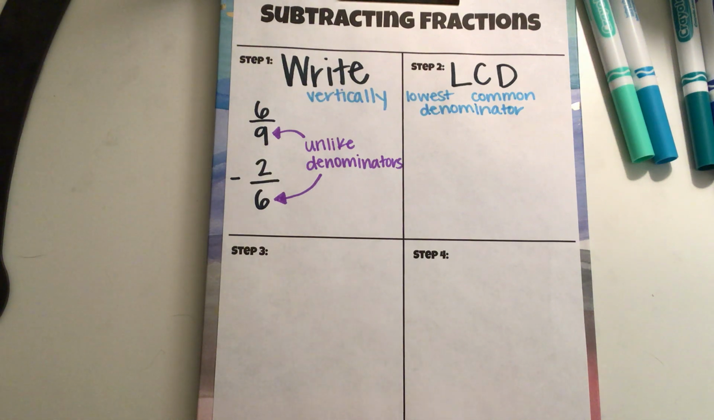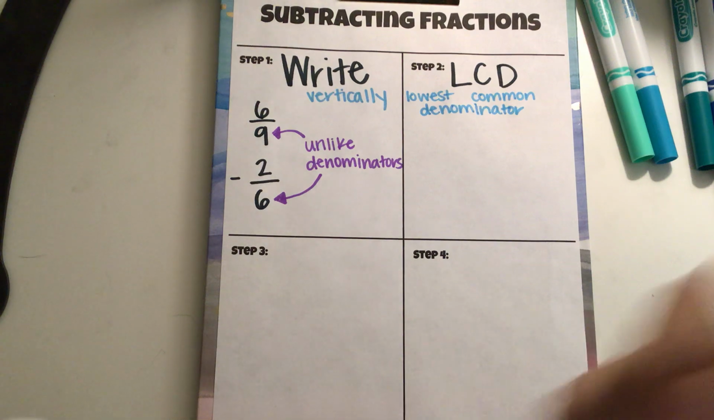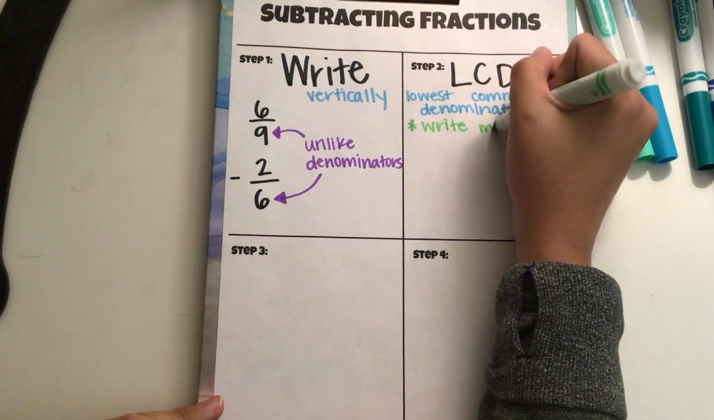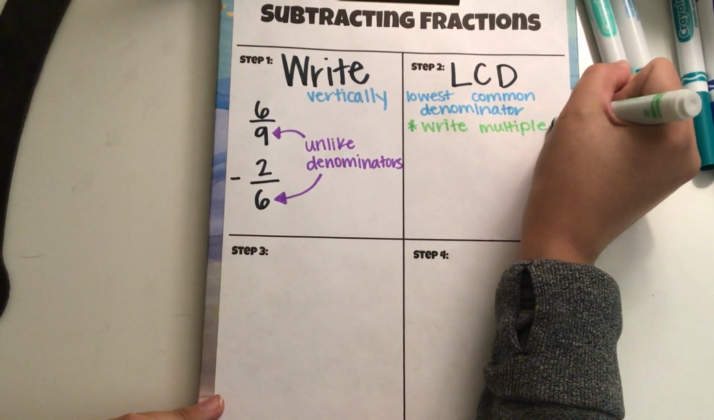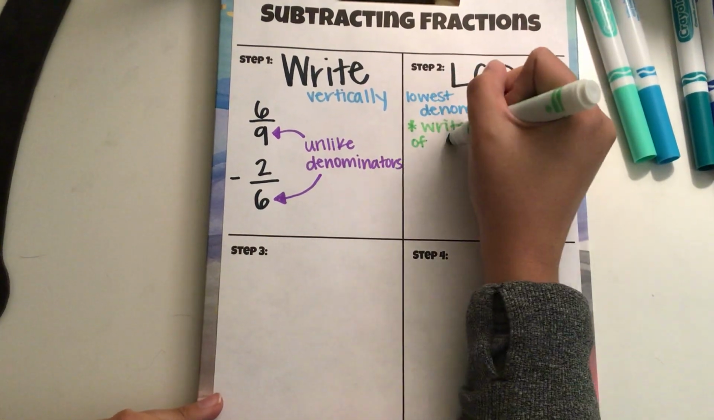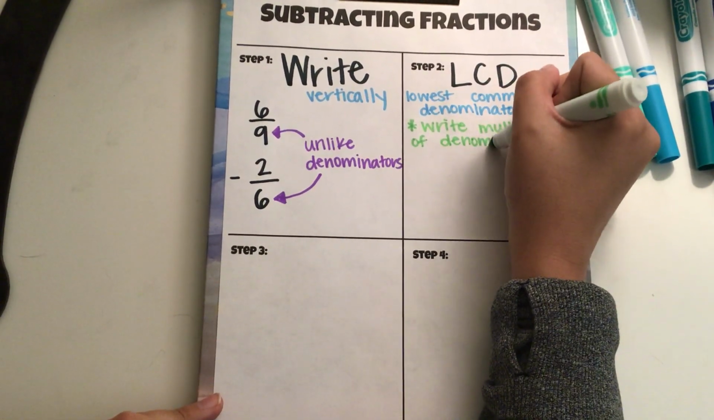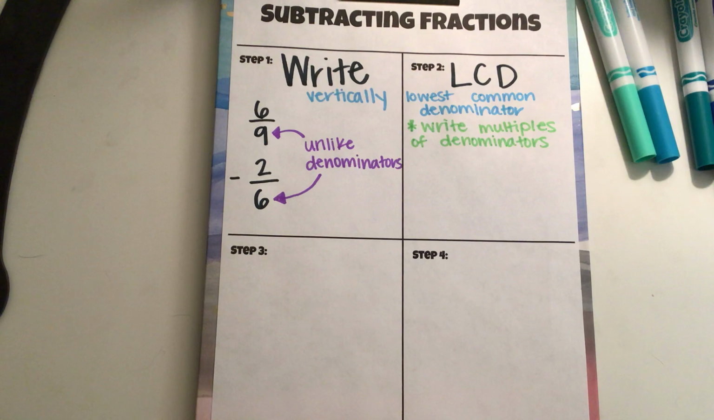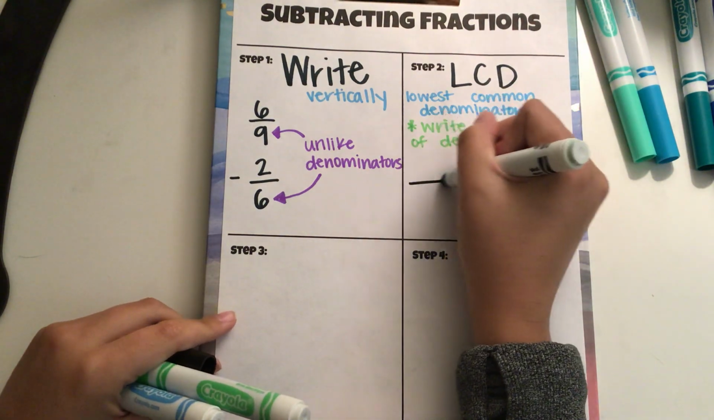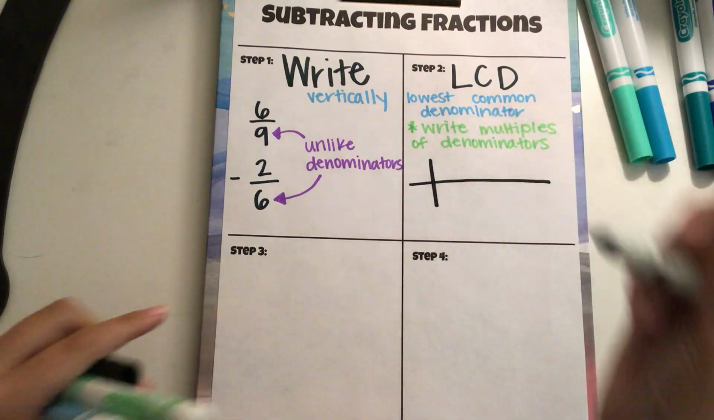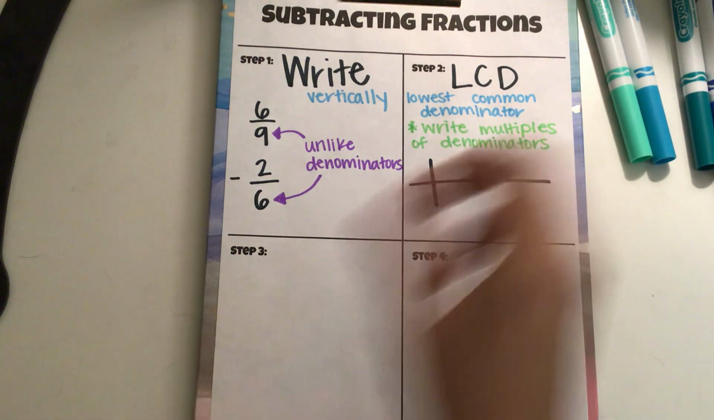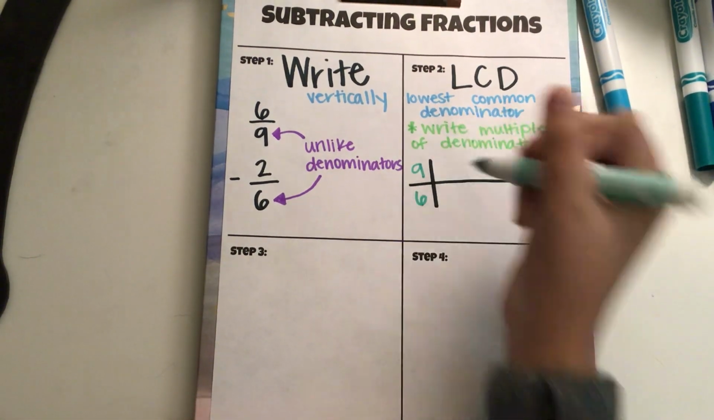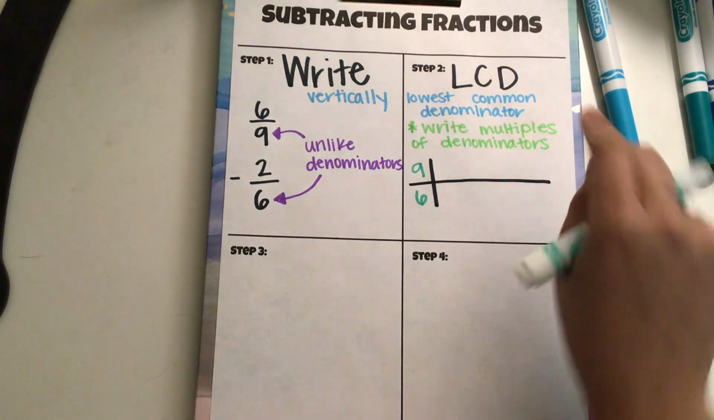So we're going to write out the multiples of our denominators. So we can make a little note there. We're going to write multiples of denominators. So we're going to go ahead and make our sideways T-chart. And today we have 9 and 6. So we've got 9 and 6. And we are finding the multiples of those.